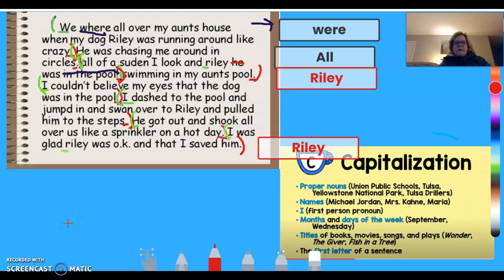And he was swimming in my aunt's pool. I couldn't believe my eyes that the dog was in the pool. I dashed to the pool and jumped in and swam over to Riley and pulled him over to the steps. He got out and shook all over us like a sprinkler on a hot day. I was glad Riley was okay and I saved him. So I think now I have complete sentences.